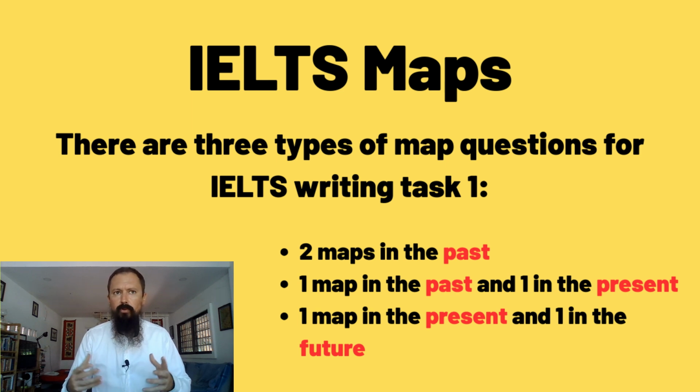So whenever you do map descriptions for IELTS, you will be given two maps. You might be given two maps from the past, one map from the past and one from the present, or one from the present and one from the future. And so for each of these, you're going to have to think quite differently about verb tense. Now, you always want to just choose the right verb tense for each situation, but I'm going to give you some rules, some structures that you can use that will really help you to pick the right verb tense.